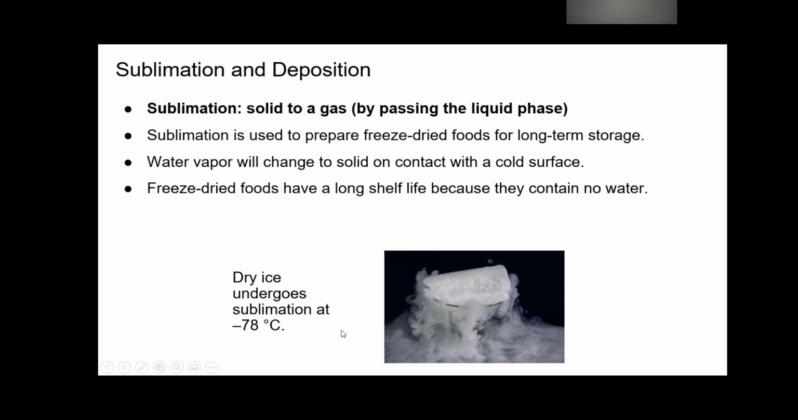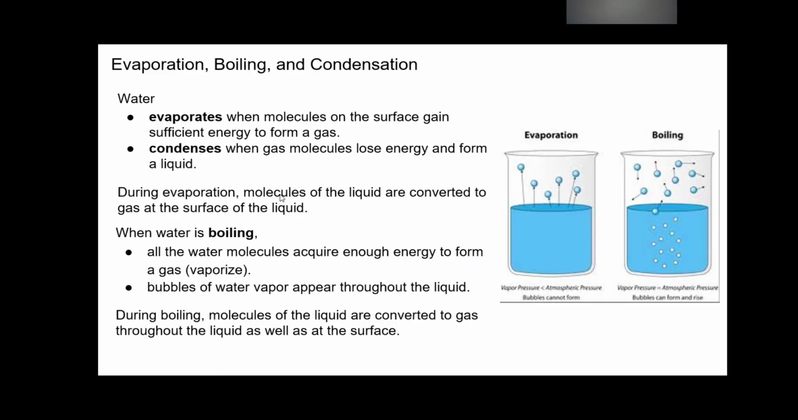So when you bring this out into the environment, it will immediately go into a gas because our temperatures are well past negative 78 degrees Celsius. Sublimation is solid to a gas, bypassing the liquid phase. Sublimation is used to prepare freeze-dried foods for long-term storage. Water vapor will change to a solid on contact with the cold surface. Excuse me, so make sure you understand sublimation is a solid to a gas, no liquid phase. All right, so we go to evaporation.